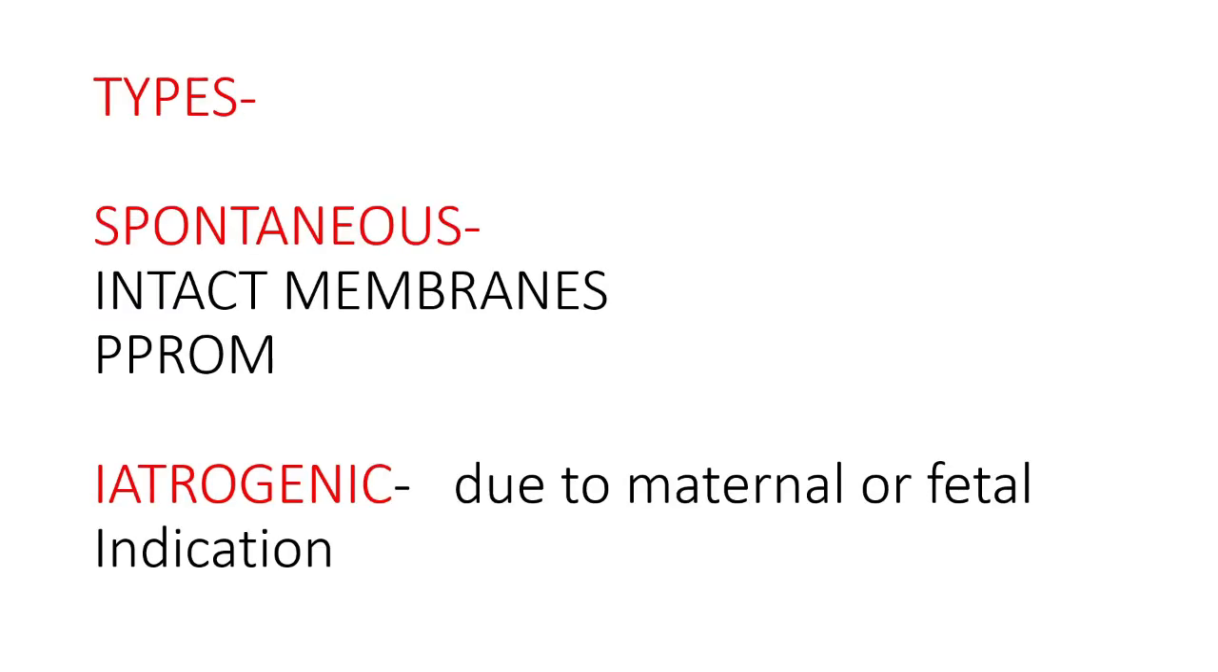Next, types of preterm. Preterm birth can be spontaneous preterm birth or iatrogenic preterm birth. Iatrogenic preterm birth is where we terminate the pregnancy before term either due to a maternal indication or a fetal indication. Spontaneous preterm birth occurs as a result of spontaneous preterm labor, and spontaneous preterm labor can occur either with intact membranes or due to preterm premature rupture of membranes.